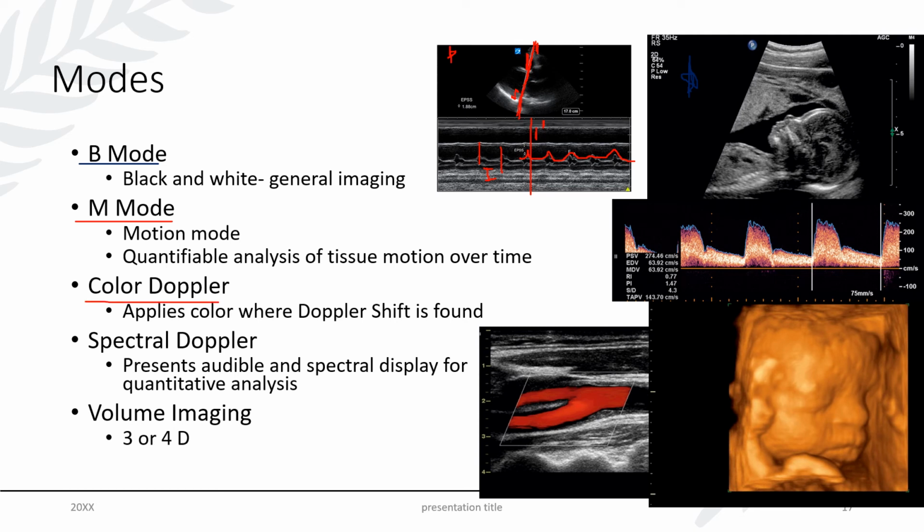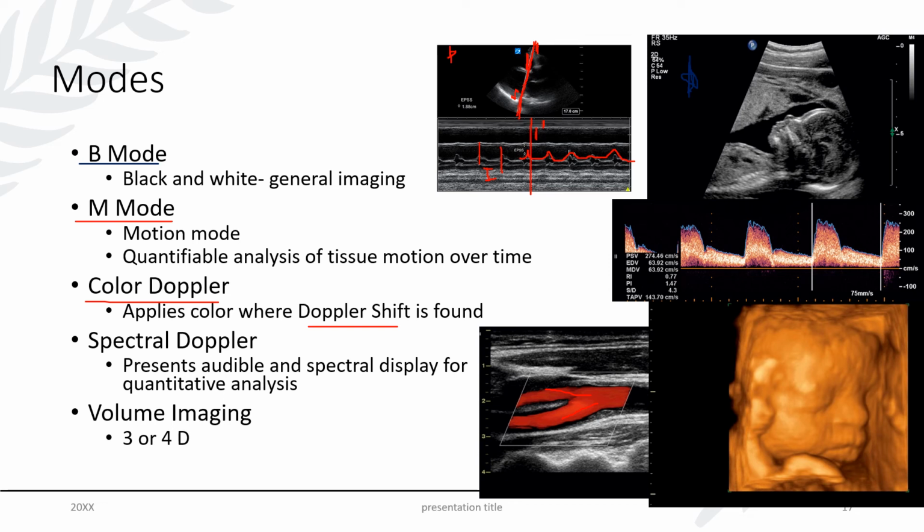Doppler, color Doppler. Color Doppler is actually assessing for any sort of movement within the body, and whenever it's detecting movement within the body or a Doppler shift, as we'll talk about more later, it applies or assigns a color. So here we see, this is very common with our vascular scanning.